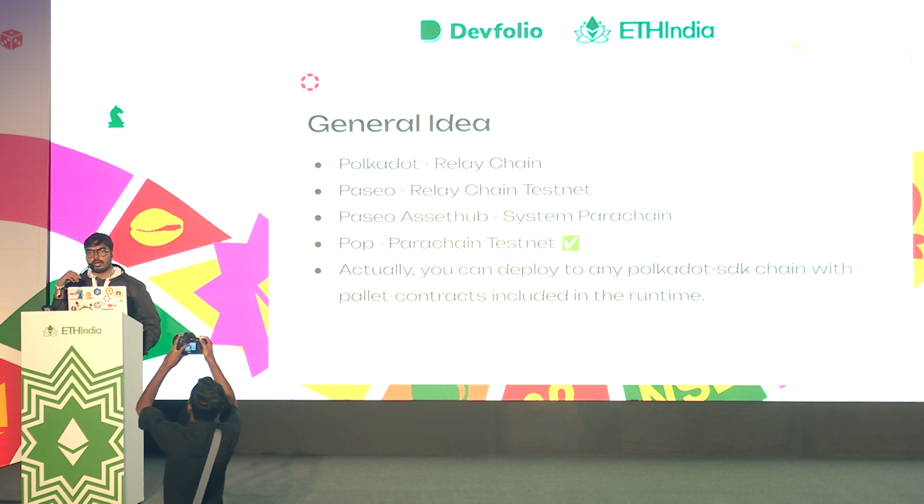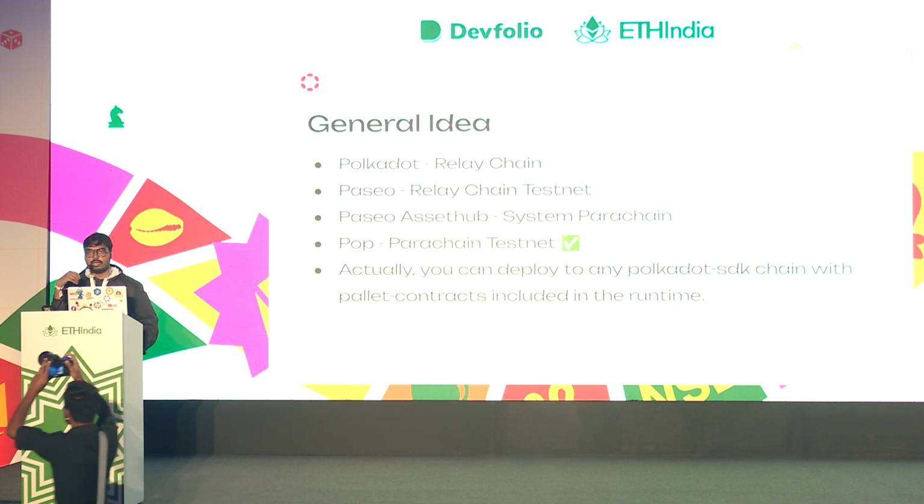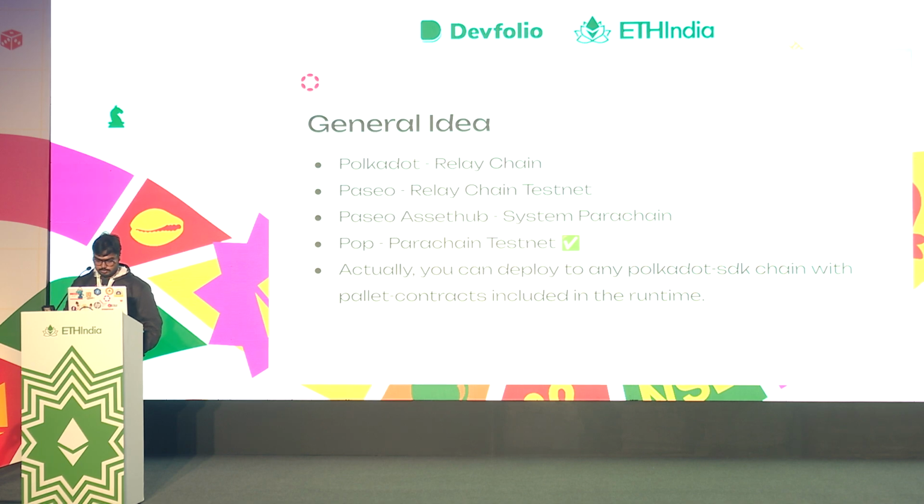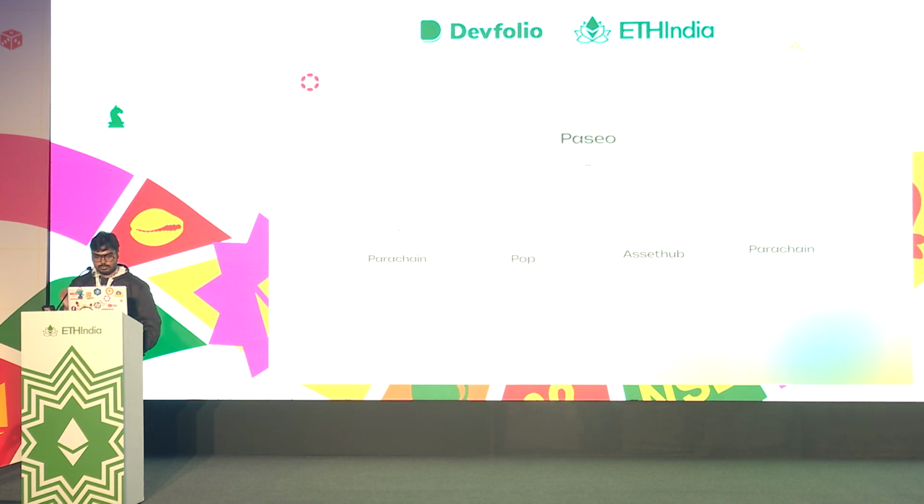And speaking about ink contracts, right? You can deploy ink contracts on not just POP Network, but any network that has pallet contracts included in their runtime. So yeah, this is the general idea: relay chain and parachain and testnet relay chains. So like in the hierarchy, right?